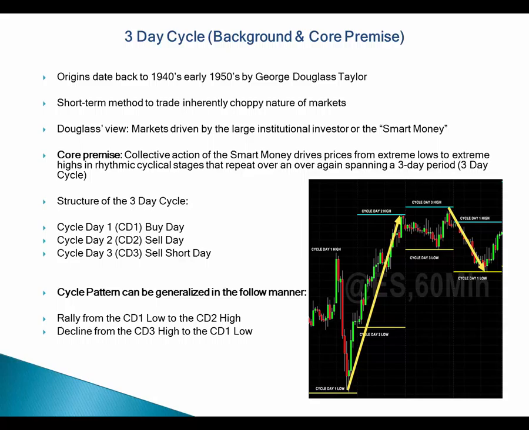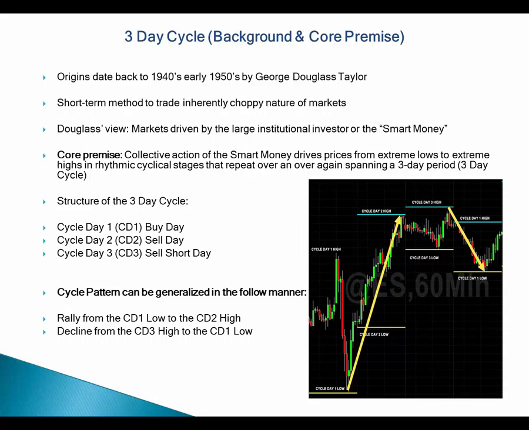Now the cycle pattern is simply generalized from a rally from the cycle day 1 low. As I describe this, take a look at the chart to the right hand side, where I've put a graphic of this. Rally from the cycle day 1 low to the cycle day 2 high. That is, once the cycle day 1 low, or what we like to call a secure low, is in place, the market then proceeds to clear out all the remaining sellers and then rally to a point where it creates a cycle day 2 high.